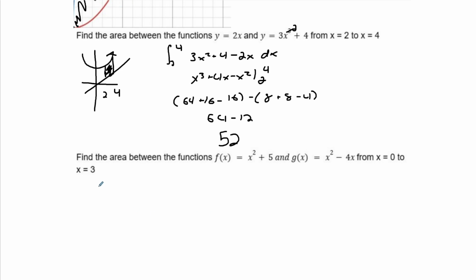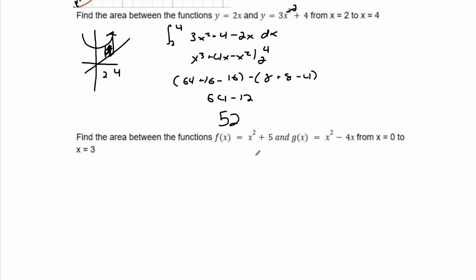Okay, now another example. Find the area between the functions f of x equals x squared plus 5 and g of x equals x squared minus 4x from x equals 0 to x equals 3. So in this question, again, let's draw it. So x squared plus 5 would look something like this. Okay, and then x squared minus 4x is going to look something like this. Okay, and so from 0 to 3, it looks like the x squared plus 5 is always going to be on top, or from x equals 0 to 3, right?